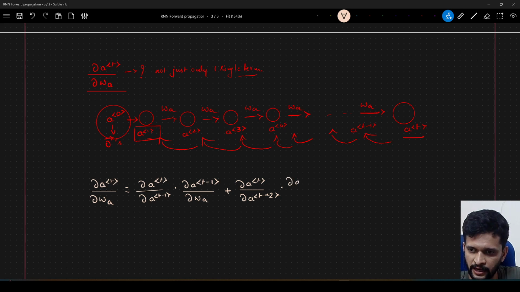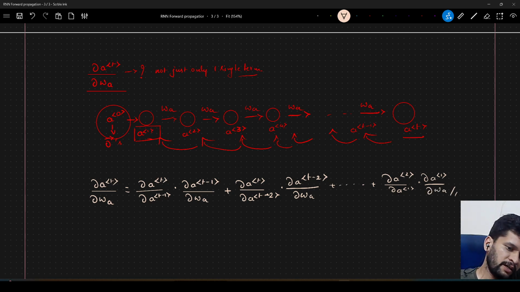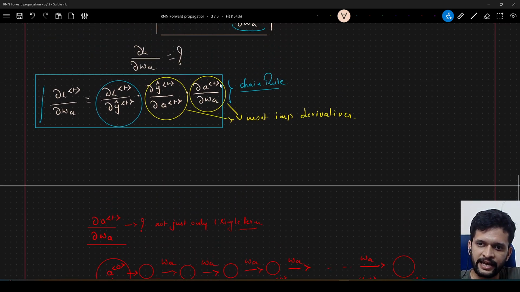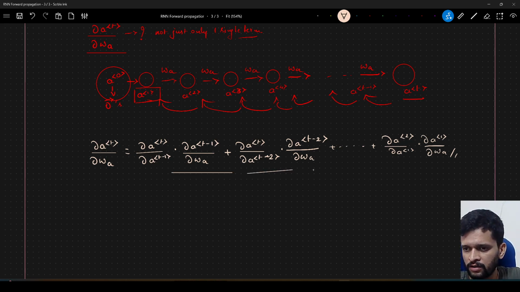And this At minus 2 is in turn dependent on dWA, correct? So this goes on and on up to dA2 with respect to dA1 and dA1 with respect to dWA, right? So this is what this particular term, dAt with respect to dWA, actually is. Okay. So this is a long computation, right?